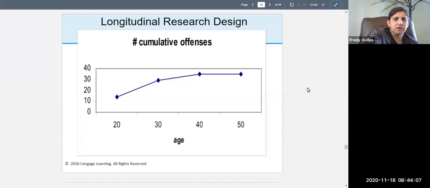And then by the time you're 30, you've gotten into trouble more times, gotten locked up more times, let's say, right? And then it keeps going up, it slows down a little bit and keeps going up until you're 40. And then something happens at age 40. At age 40, it's like people are older, they're tired or something, and they kind of level off and they stop causing problems.